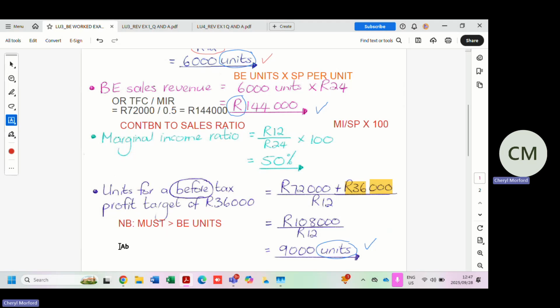If they're not, that should cause an alarm bell to ring in your head and say, uh-oh, problem here. Let me go back and sort out my break-even units, because you can never have profit target units being less than break-even. So here, that's an additional 3,000 units.